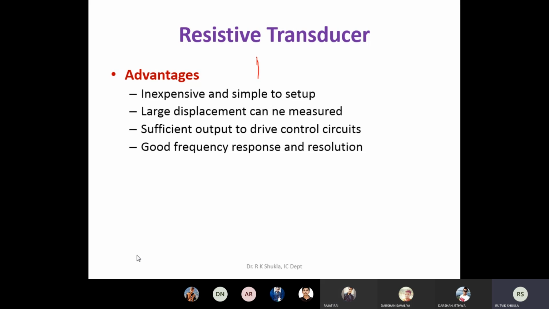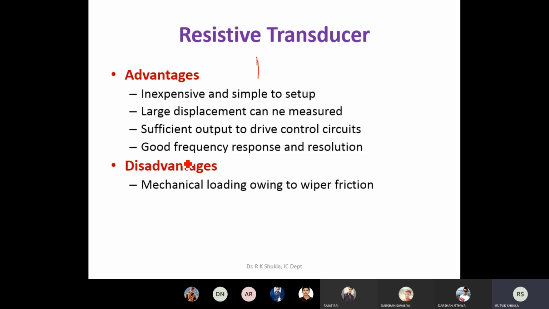So what it says, good frequency response means it is like a dynamic response. So one of the statements says that good dynamic response means whenever the input is changing rapidly, your system is capable of responding to those fast acting changes. And second, resolution means it can detect the smaller change in the input.